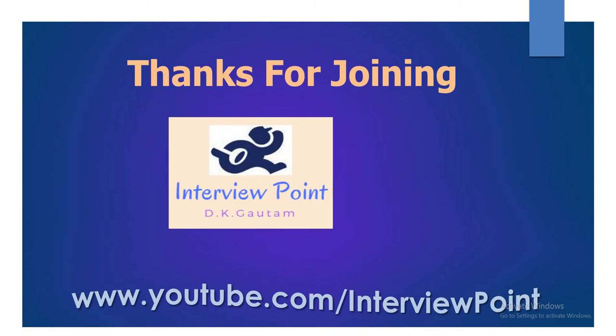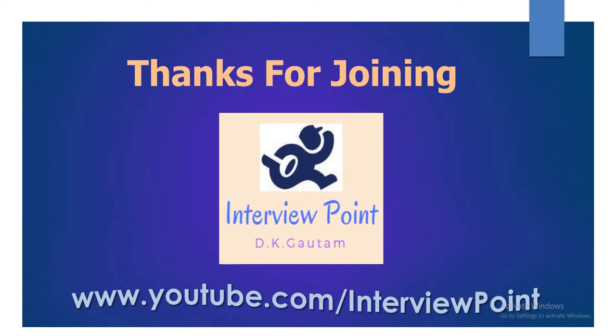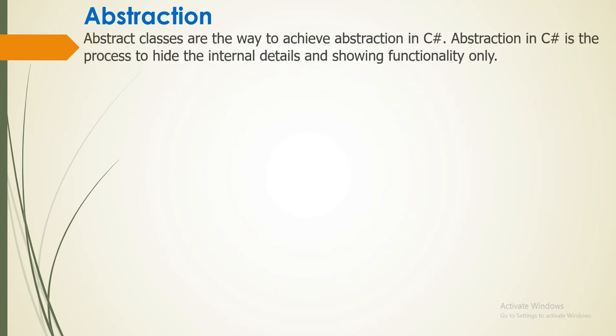So in this video, I am going to talk about abstraction in C#. Okay, so now let's get started with the help of example. So the term abstraction, what does it mean? The abstract classes are the way to achieve abstraction in C#. Abstraction in C# is the process to hide the internal details and show functionality only. So this is called abstraction.